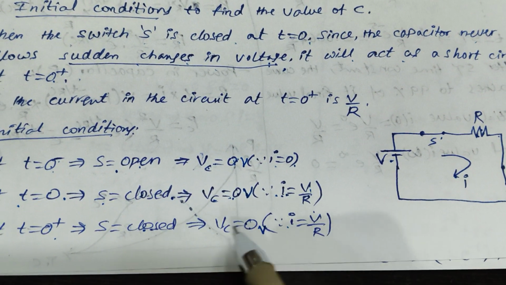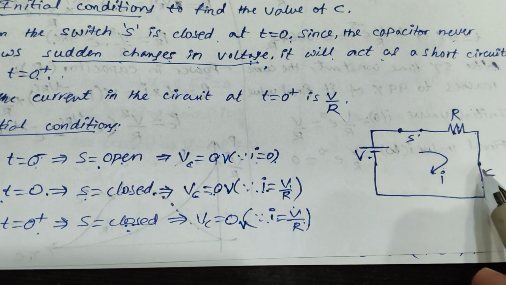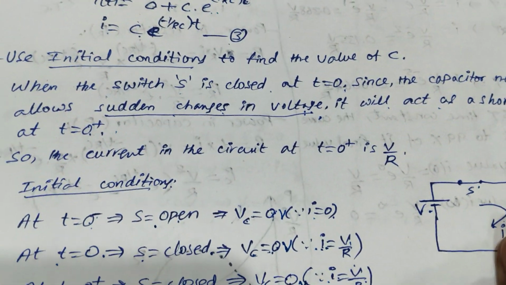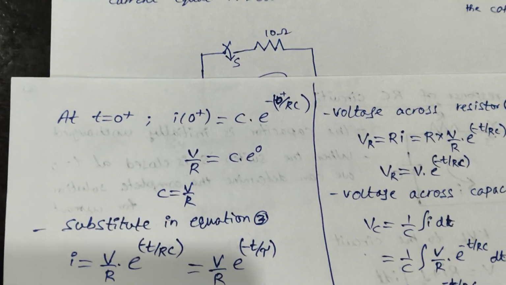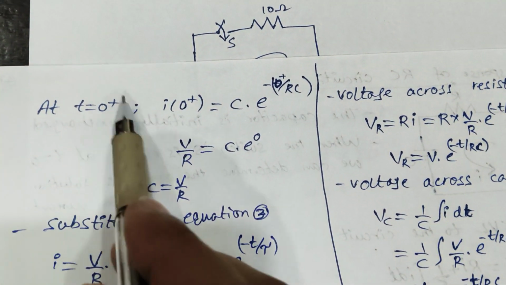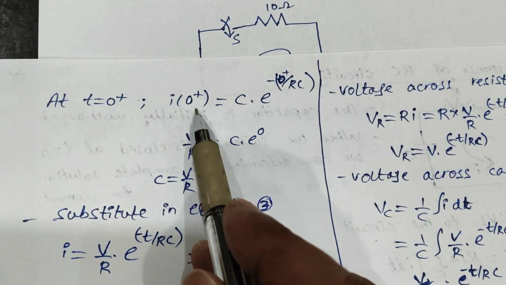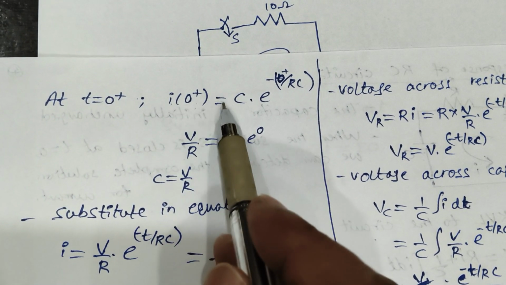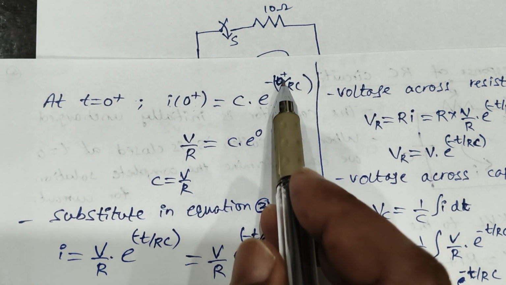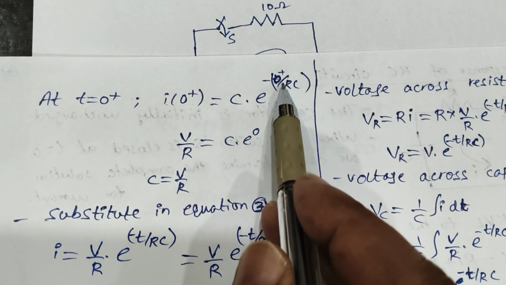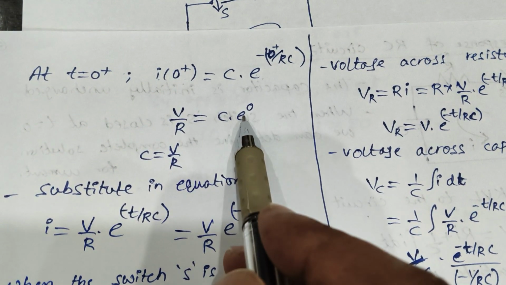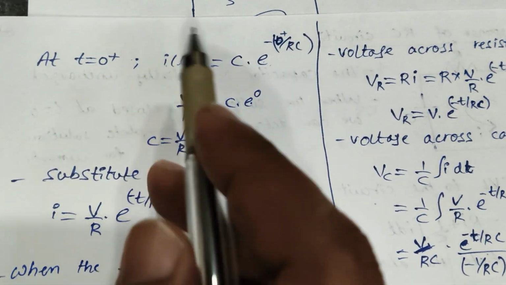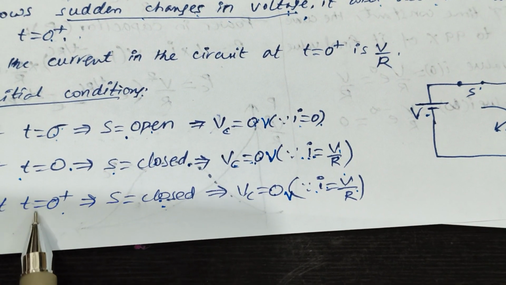I is equal to V by R whenever the switch is closed, because the capacitance is getting short circuited. So those are the initial conditions. Based on the initial conditions, at t is equal to 0 plus, we'll substitute in the same current equation, I of 0 plus is equal to C into e power minus t by RC. At t, I have substituted 0 plus, and e power 0 is nothing but 1.